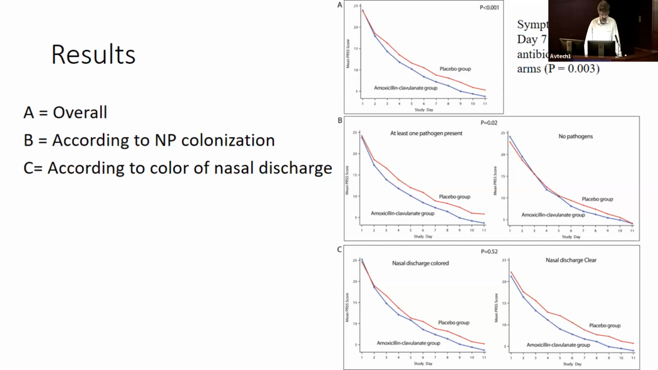And the next finding is on the bottom panel, panel C, which shows the 2 curves for nasal discharge being colored and clear. And you can see the 2 curves are separated in both panels, which means that even the kids with clear nasal discharge benefited from therapy. So asking parents about the color of the nasal discharge is not useful. It doesn't help you decide whether antibiotics work or not, and we shouldn't be asking that, really, because it causes confusion in the parents, and that sort of drives up antibiotic use.